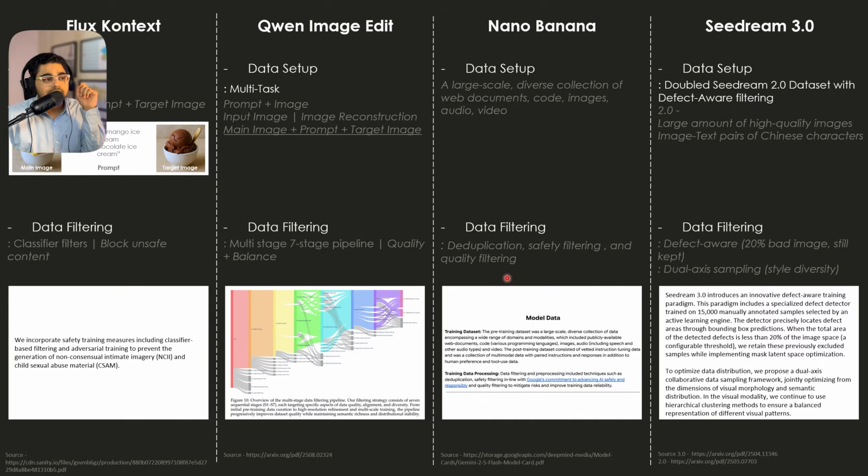And with NanoBanana, they say they are using deduplication, which means removing duplicate images, following safety protocol according to Google's rules, and quality filtering. And the interesting one was in Seedream, which is something that I learned new, which says defect aware. Now what does that mean?